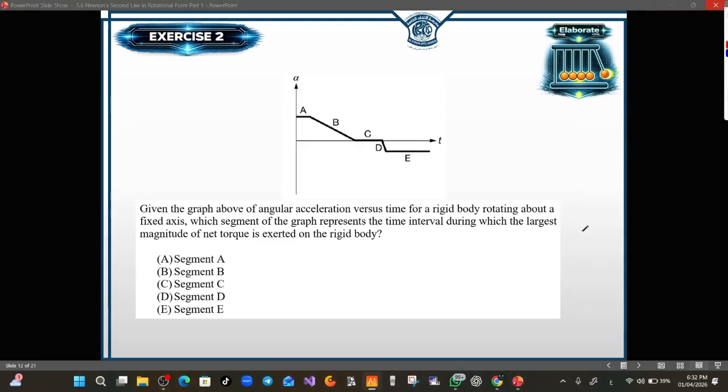Now, exercise 2, given the graph above of angular acceleration versus time for rigid body rotating about a fixed axis, which segment of the graph represent the time interval during which the largest magnitude of the net torque is exerted on the rigid body? According to Newton's second law of rotation form, the tau net is equal I alpha. Since we are talking about the same body, then the rotational inertia remain the same. Especially, they didn't mention any variation in the rotational inertia, so this is constant. So in order to have the torque to be maximum, then the angular acceleration must be maximum.